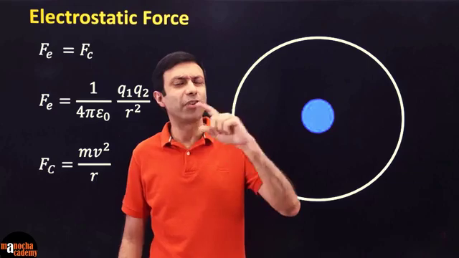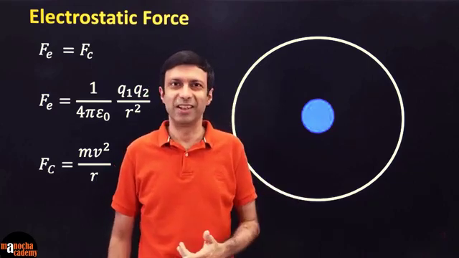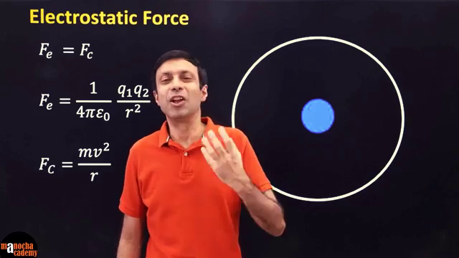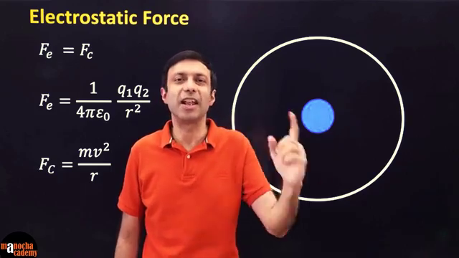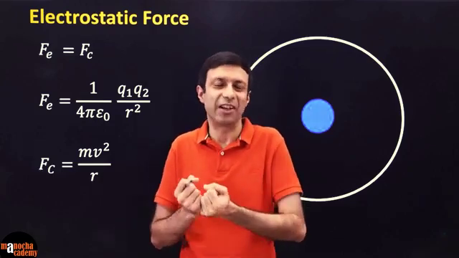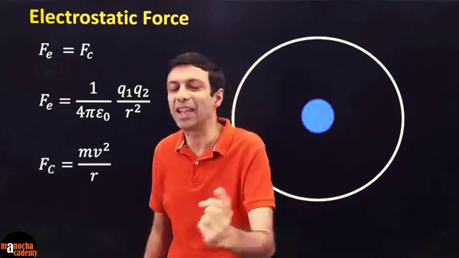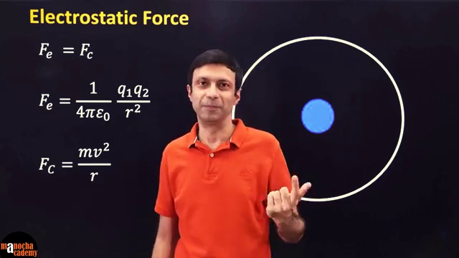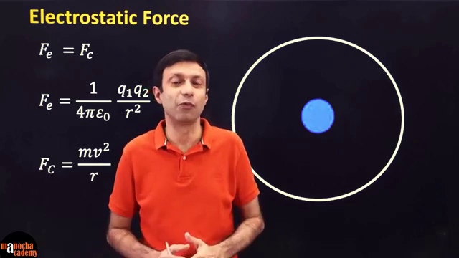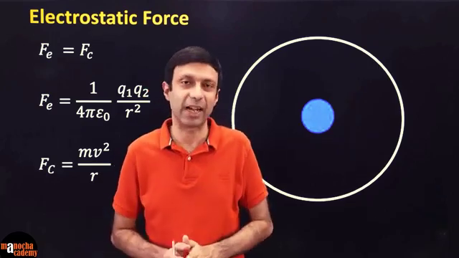Now, how is the electron revolving around the nucleus? It's just like our solar system. In the solar system, you have the sun at the center and planets revolving around it. And it is the sun's gravitational force, the gravitational pull of the sun, that is making the planets revolve there. But in the case of nucleus and electrons, it is not the gravitational force, it is the electrostatic force.